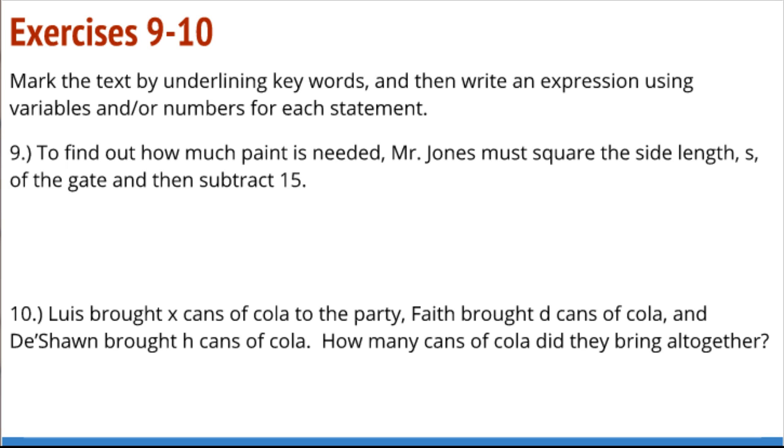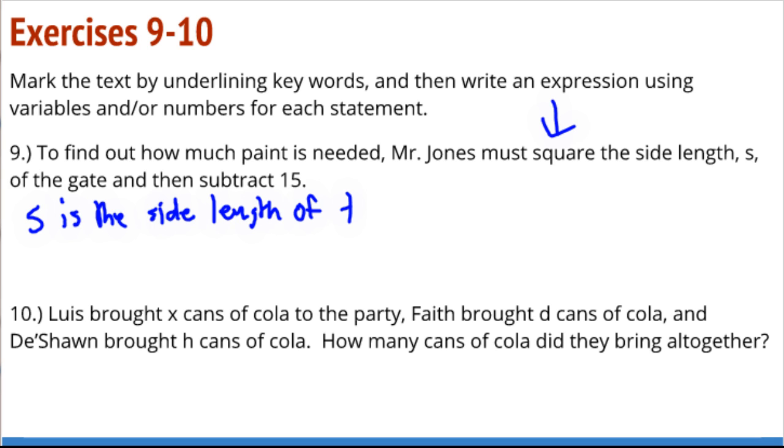All right, to find out how much paint is needed, Mr. Jones must square the side length S of the gate and then subtract 15. So I notice that we have a squaring going on, and S is the side length of the gate. All right, so it says first I need to square the side length and then subtract 15.